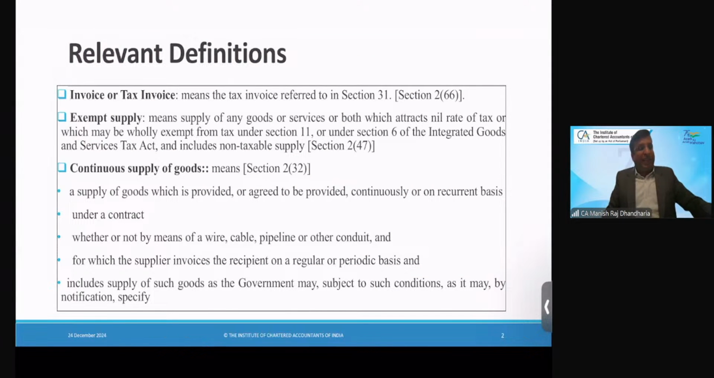The tax invoice is defined in section 2, and only a one-line meaning is given over there. It says tax invoice means the invoice, tax invoice referred to in section 31. It doesn't mean that the definition and explanation is complete, because it is only saying that all the details related to tax invoice are contained in section 31.